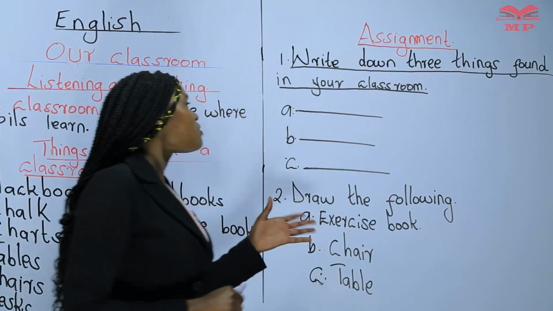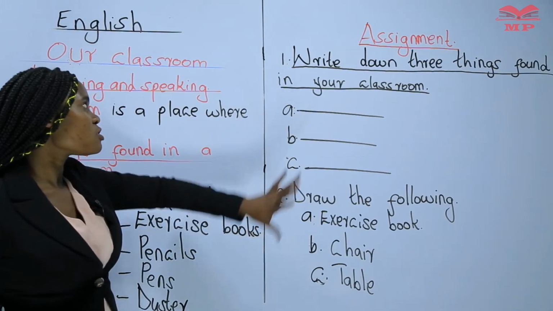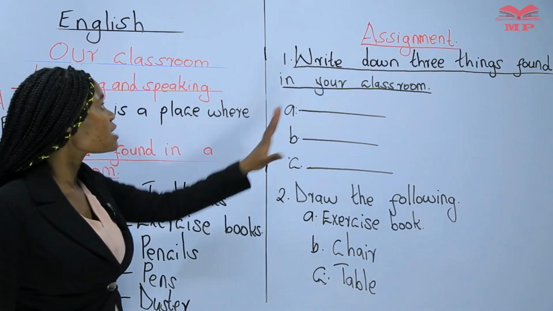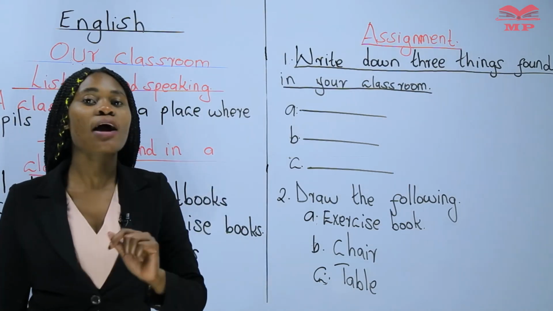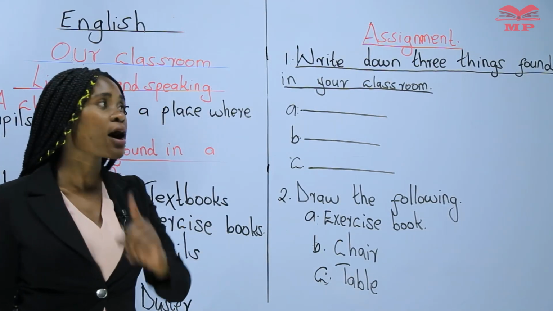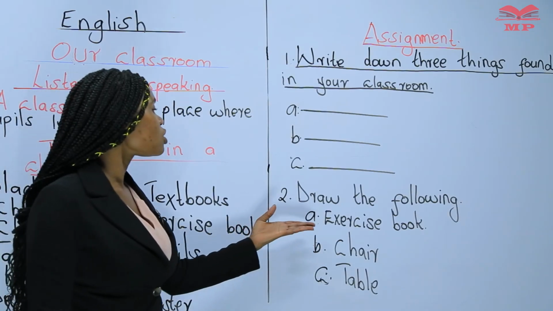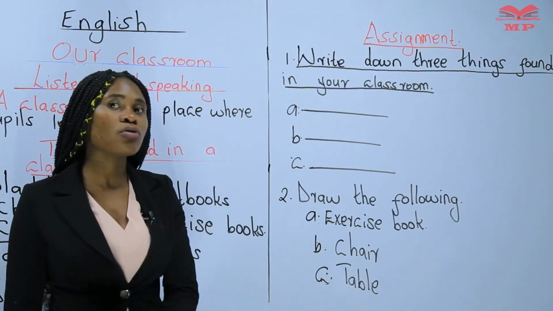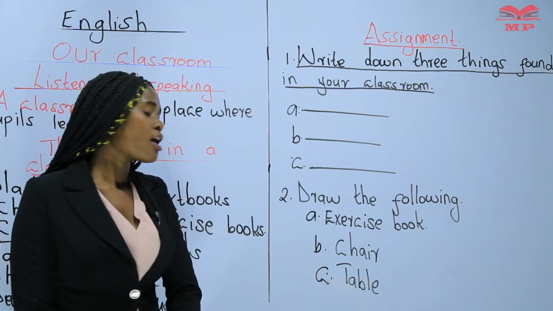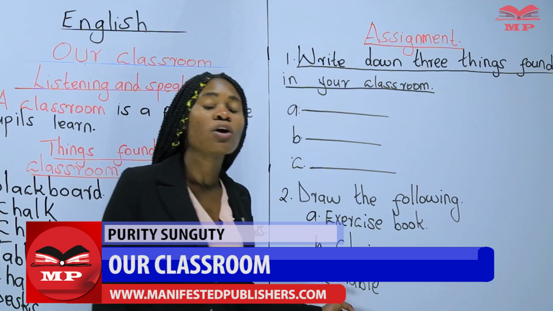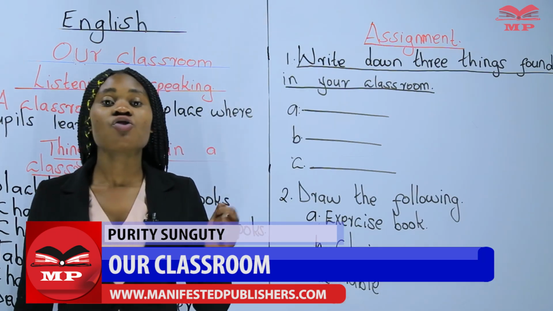So copy the assignment. You only have 2 questions, number 1 and number 2. So the first question, write down 3 things found in your classroom. Then the second question, draw the following. You are going to draw an exercise book, you draw a chair, and lastly, you draw a table. Make sure that you are finishing your work.